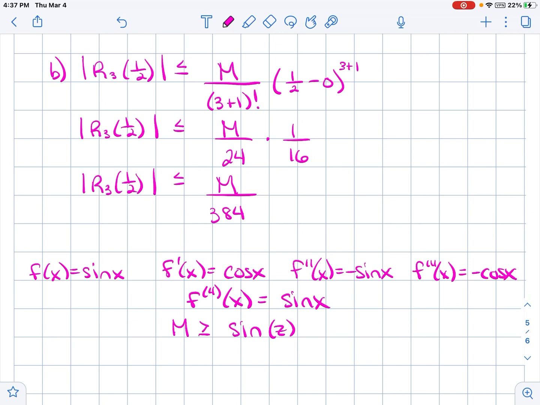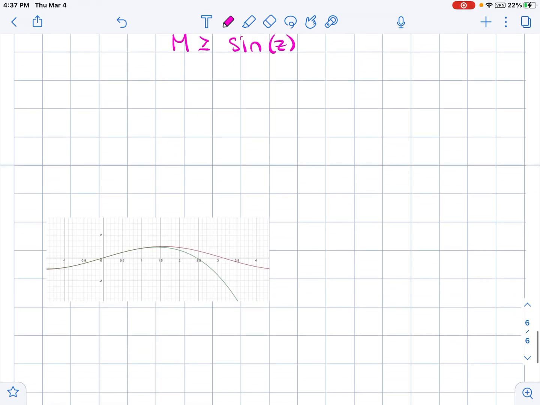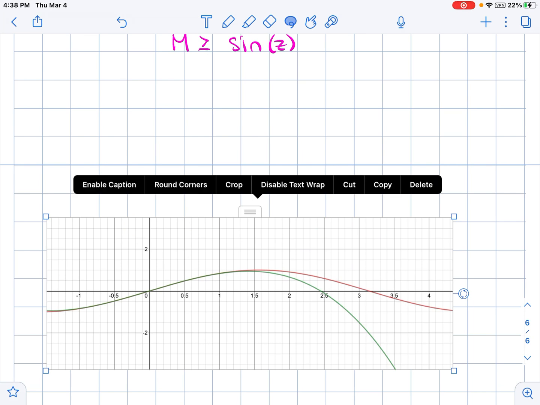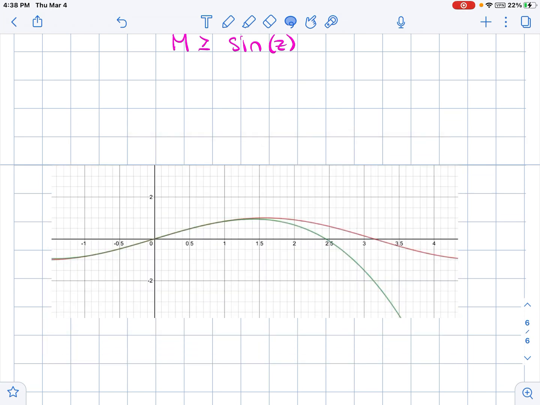Okay, let's look at this graphically. I think that's going to make this a little bit better. So we're trying to find some value m that is greater than the sine of some point z. All right, I stored this graph over here for later, and later is now. So I'm going to expand this graph so we can look at it a little bit closer. This is the graph of our third order polynomial. This is the graph of sine x. We centered our polynomial about 0. So here's the a value. We are trying to find the sine of 1/2. So here's the x value.